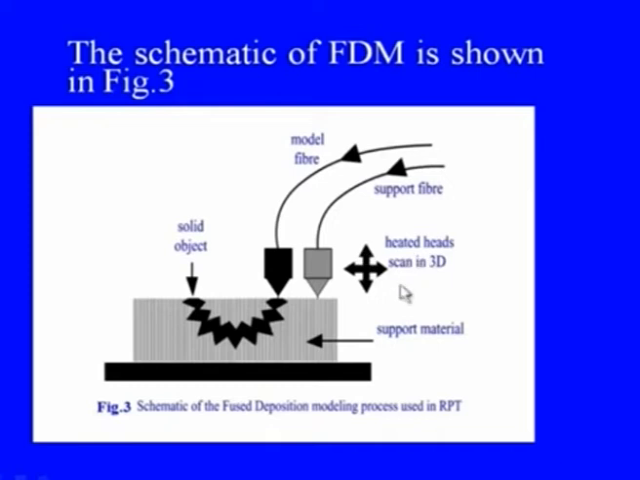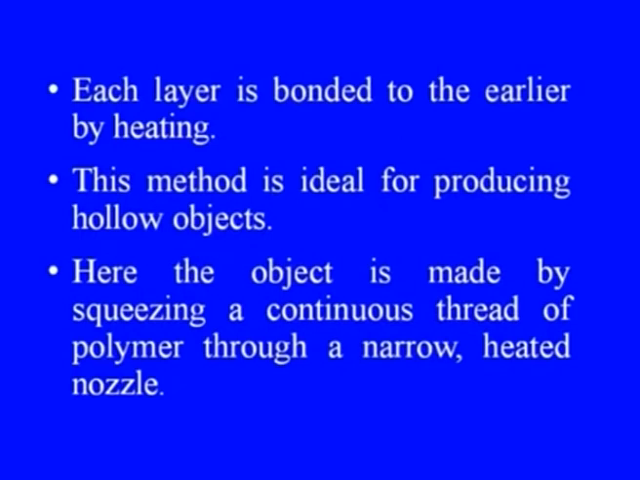And for scanning, there will be 3D control mechanisms, which will guide these heads in all 3 directions. Each layer is bonded to the earlier by heating. This method is ideal for producing hollow objects in particular. Here the object is made by squeezing a continuous thread of polymer through a narrow heated nozzle.